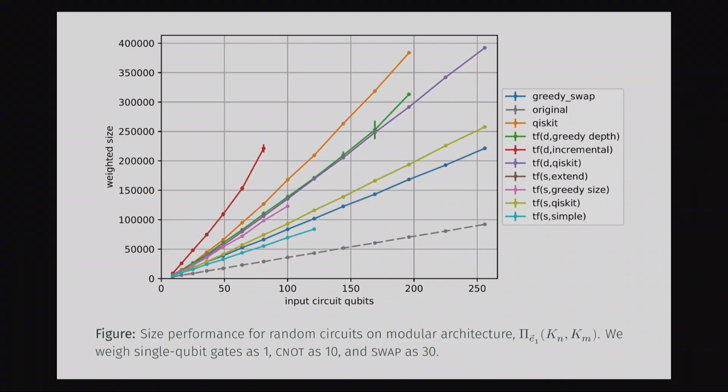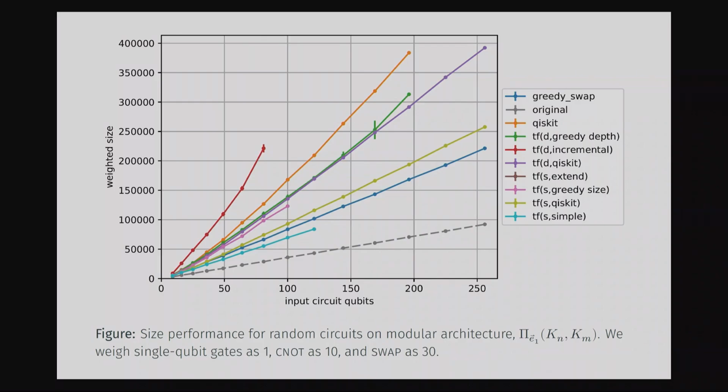Second, we have a size comparison. So this is the size performance for random circuits on modular architectures. Here, our depth algorithm, maybe not very surprisingly, performs very badly because we're optimizing for size here. So our depth algorithm here is actually the worst out of the bunch.